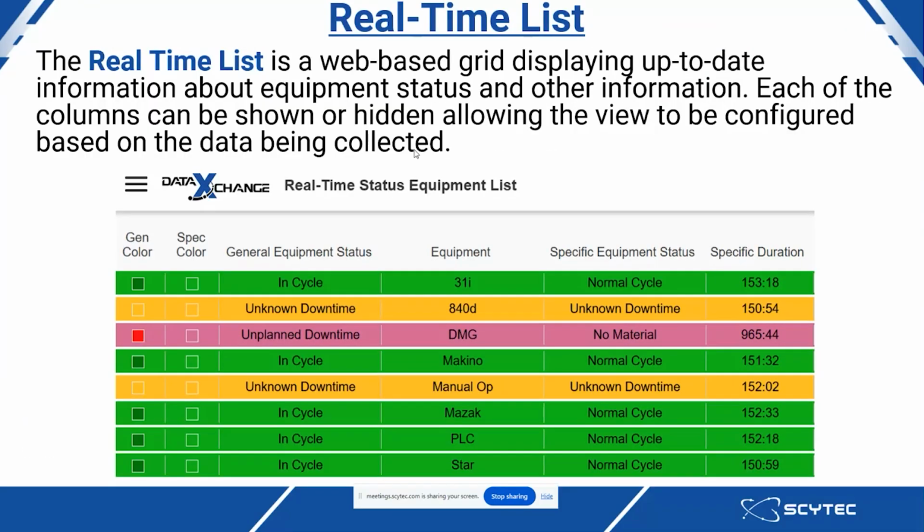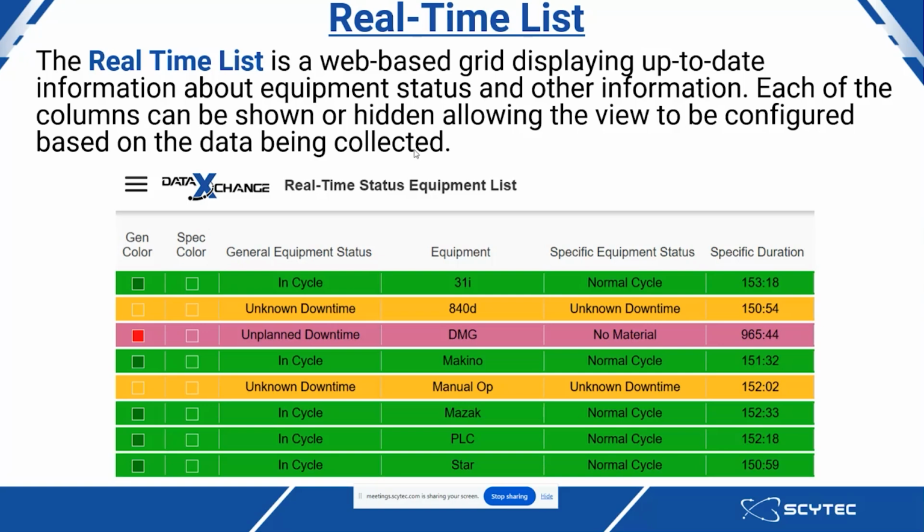Next up, I'm going to be going over the real-time list. And the real-time list is a web-based grid displaying up-to-date information about equipment statuses and other information. Each of the columns can be shown or hidden, allowing the view to be configured based on the data that is being collected.